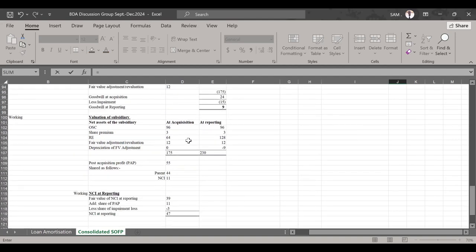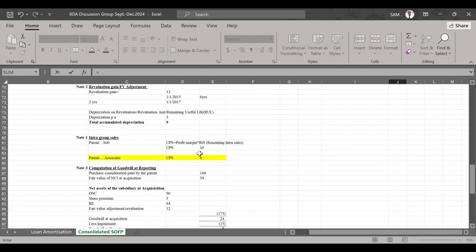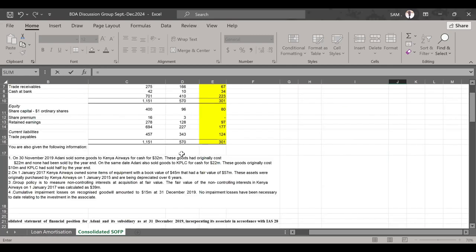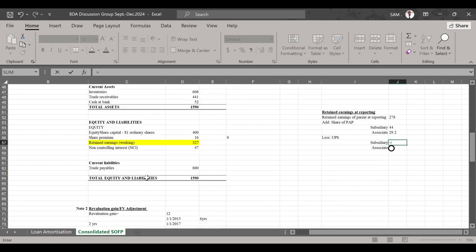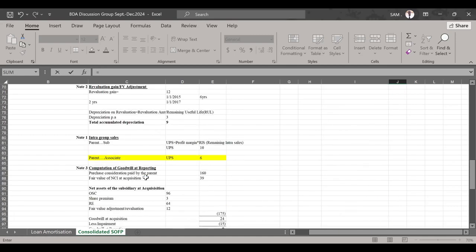And you remember when we were valuing the subsidiary, no, let me just go to the additional information. I don't want to take much time looking at that. Now, we were told that the parent sold goods worth 32 million to the subsidiary, and they made some profit. And this profit that they made, we were able to calculate UPS. Where did you calculate UPS? UPS, we did it here.